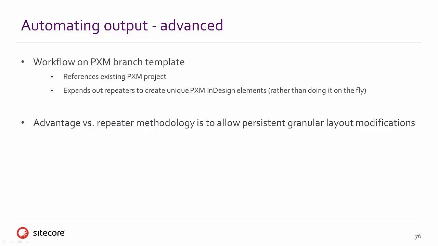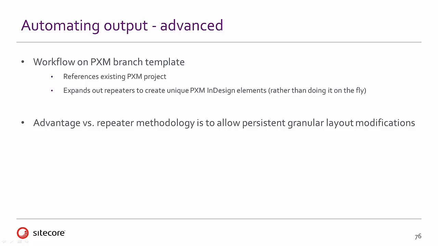So this is part 2 of our workflow examples. In part 1, we focused on simple use cases, which was either updating and sending a PDF to be generated based upon a new Sitecore content item that was created, or creating a new PXM project pointing it to that new Sitecore content item that was created.